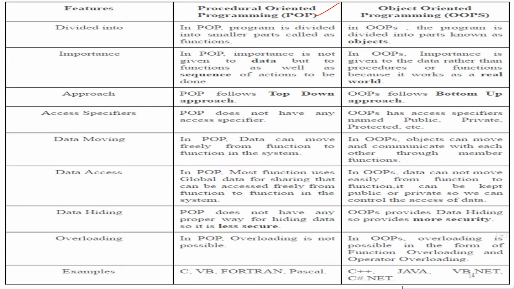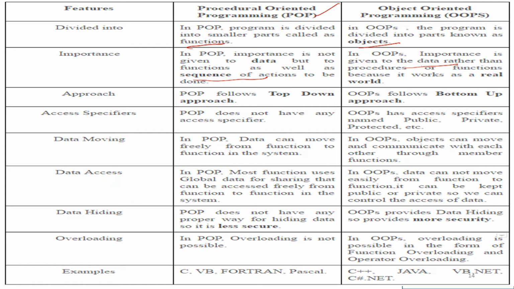Now let's look into the various differences between procedural and object-oriented. In procedural languages, the program is divided into smaller functions, but in object-oriented, it is divided into objects. In procedural-oriented, importance is on the sequence of actions, but in OOPS, the importance is given to the data rather than the procedures.